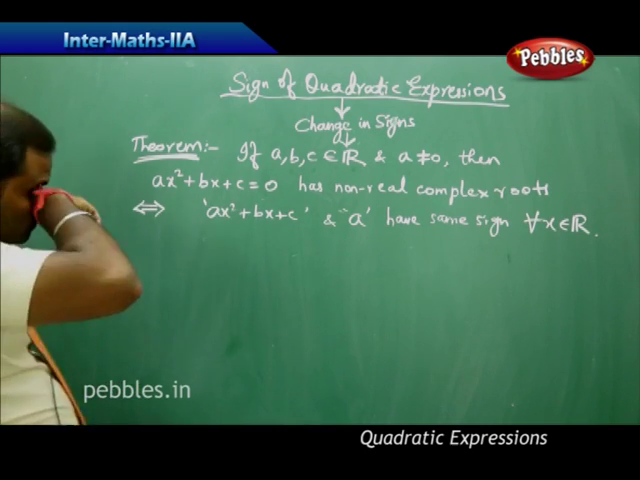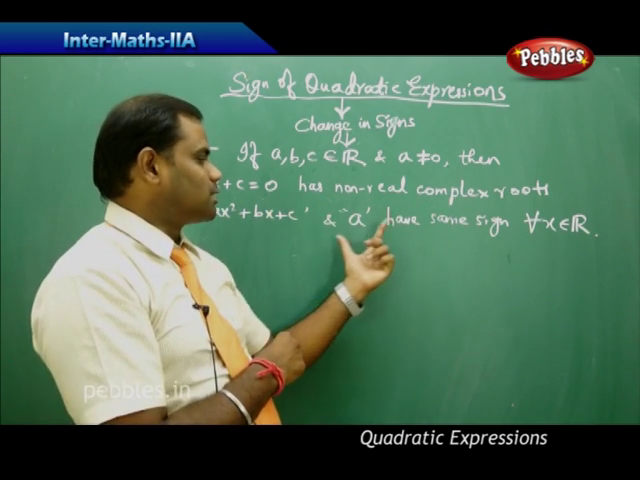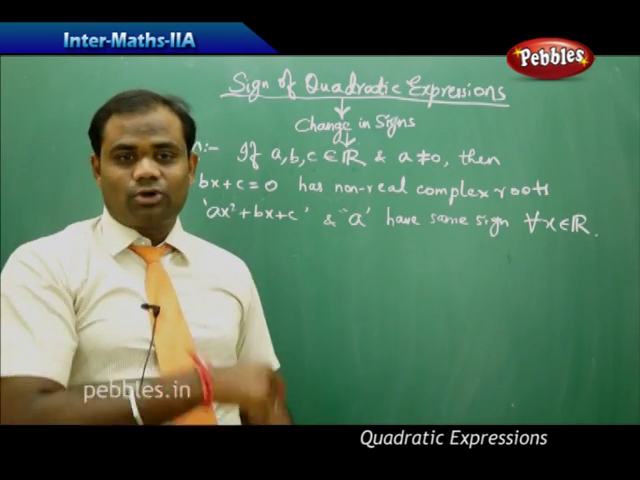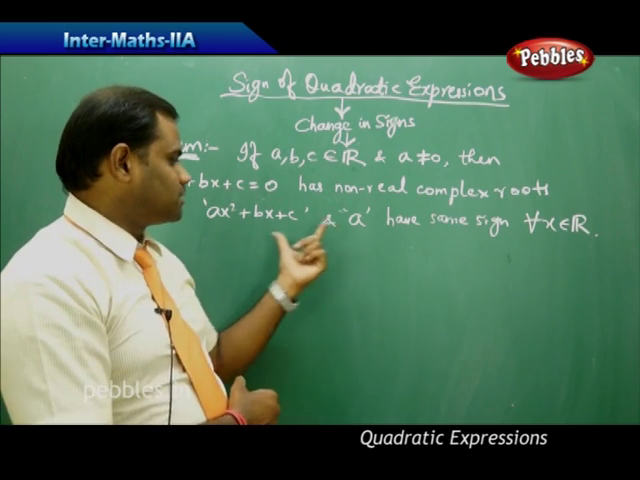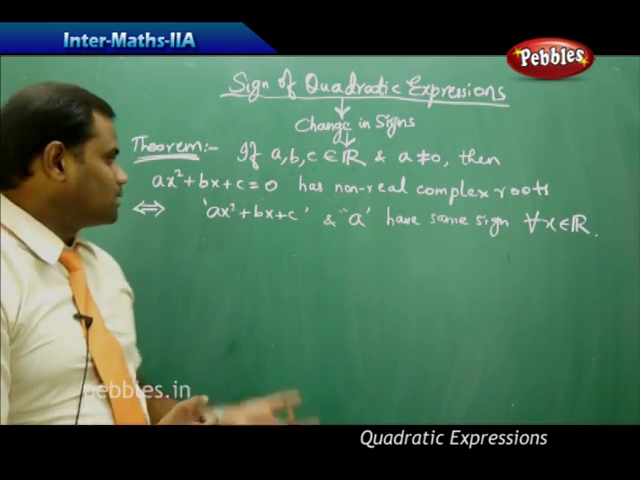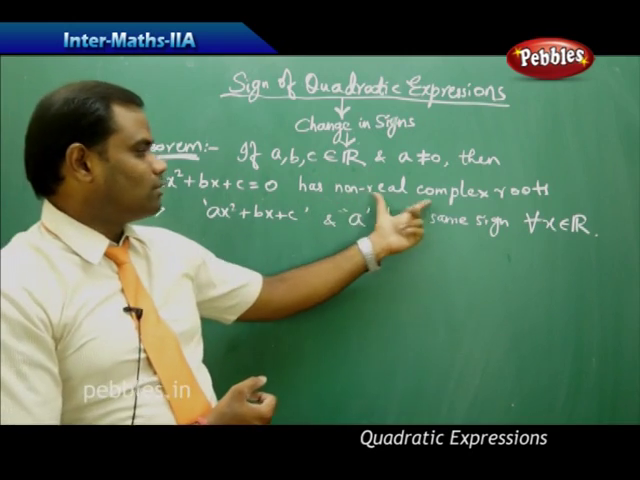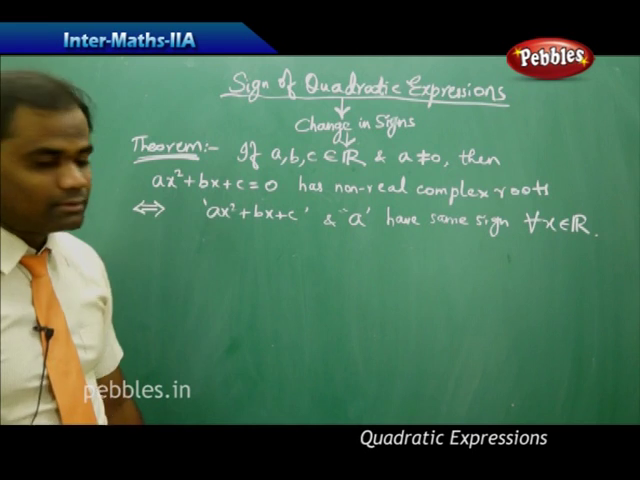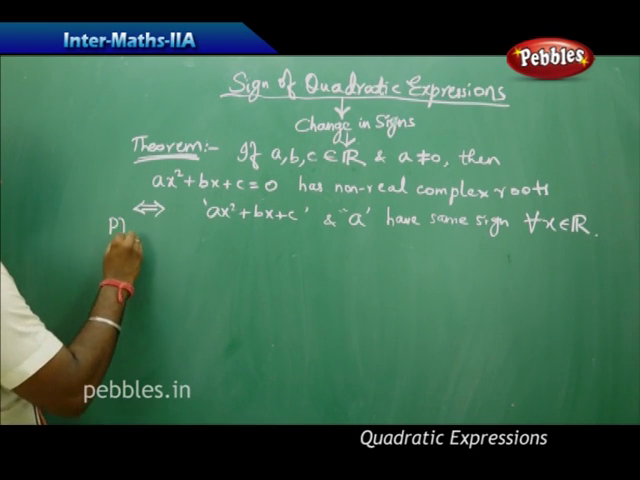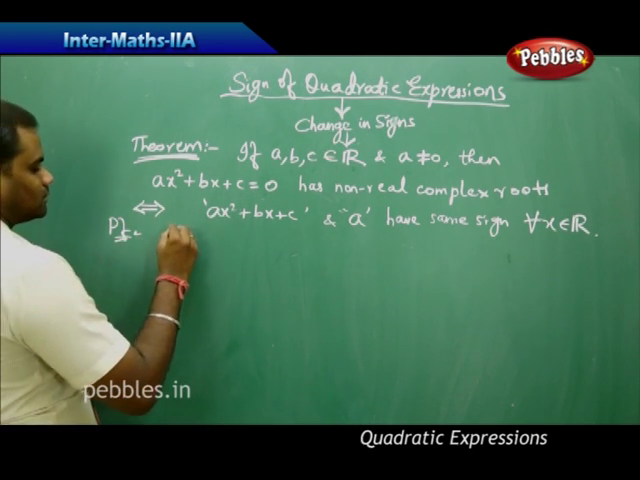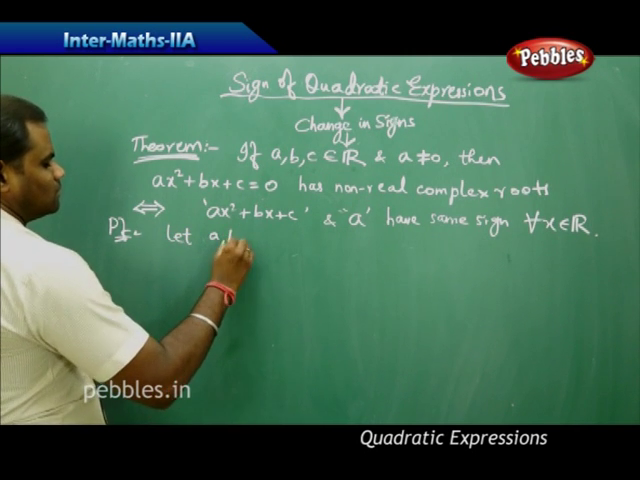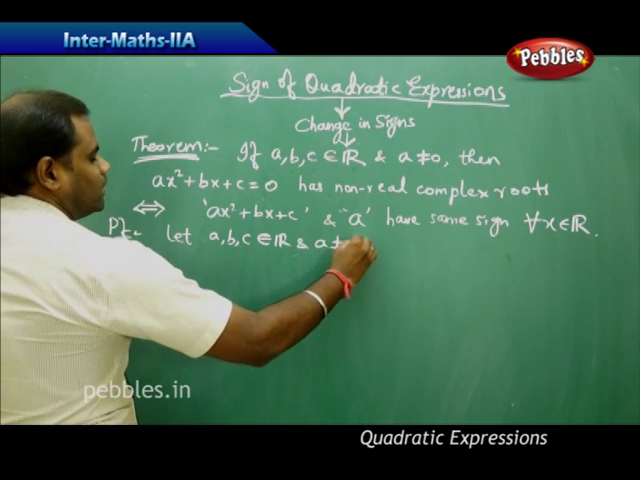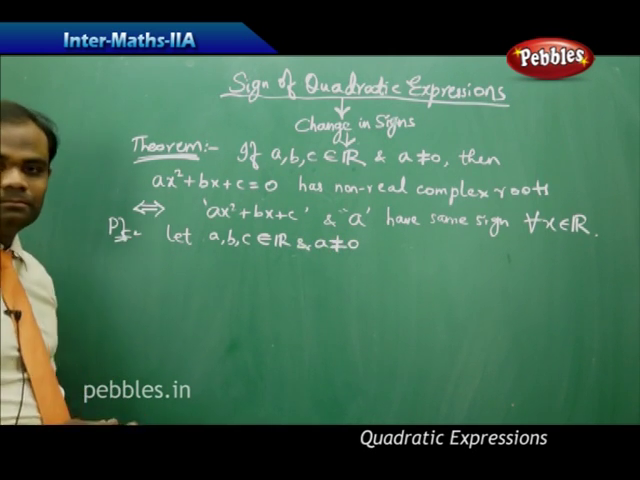So initially I prove, assuming that this has non-real complex roots, that the expression and a have the same sign, and conversely I assume that the expression and a have the same sign, and I prove that the quadratic equation has non-real complex roots. So let's start with the first assumption. Now before we start, it is given clearly that a, b, c belong to the real numbers and a is a non-zero real number.